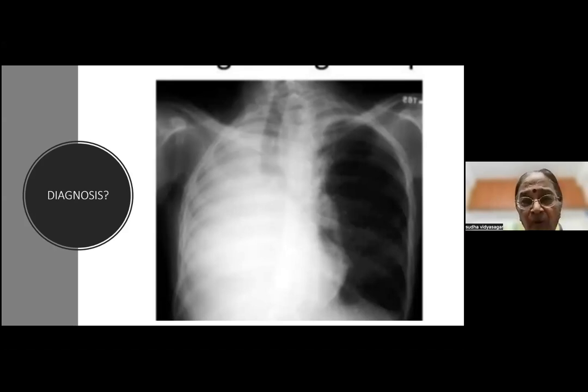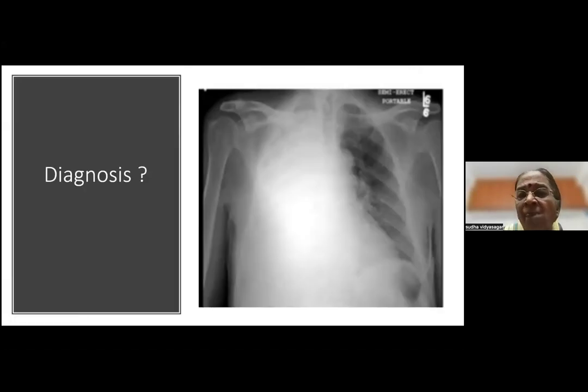Correct? Okay. So please remember, before you commit on anything, look at both sides of the lung before you say this is a pneumothorax or this is a collapse. Just go around, look at it, and then commit. Okay, right. Let's go to the next one. What is that now? What is that?